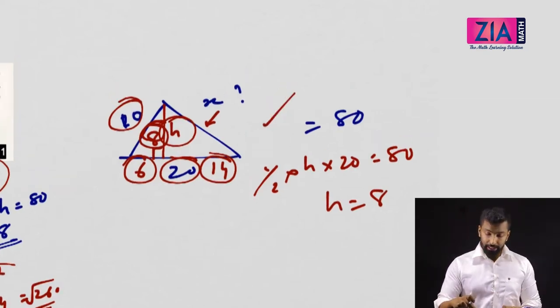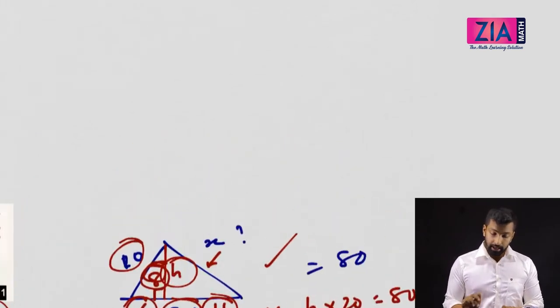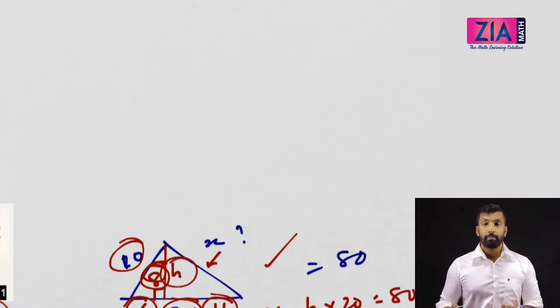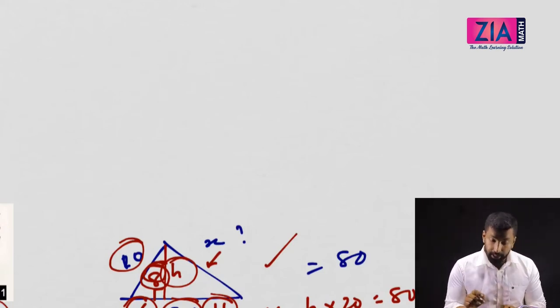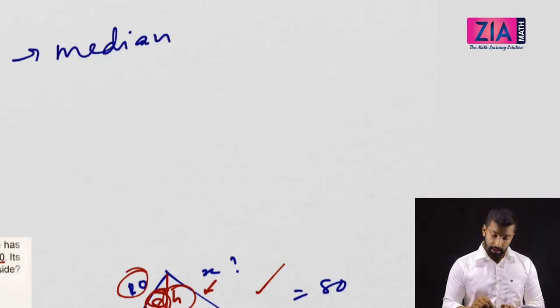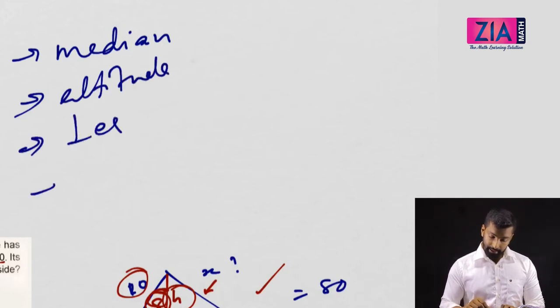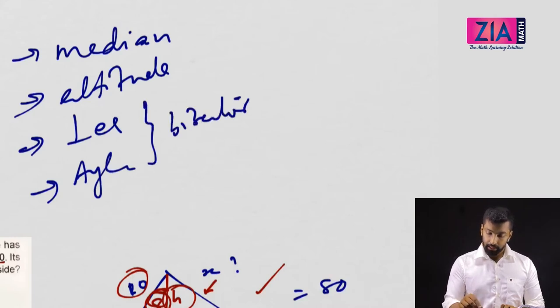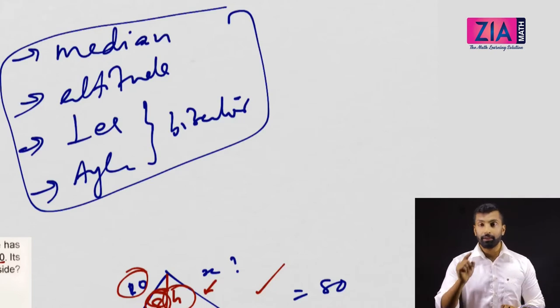So if you get triangle questions, just think of this possibility. The 4 lines which you can use in a triangle, we have already discussed, are median, altitude, perpendicular bisector and angle bisector, right? So always be in a position to use these 4 lines if you are getting a triangle. I have explained about this in detail in the first session.